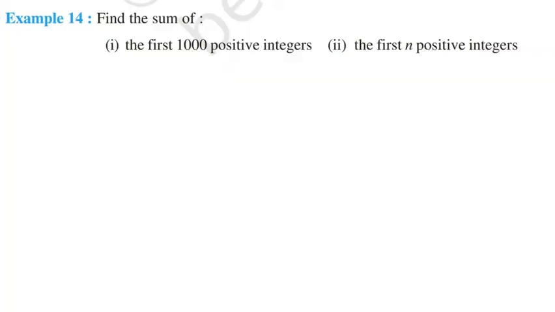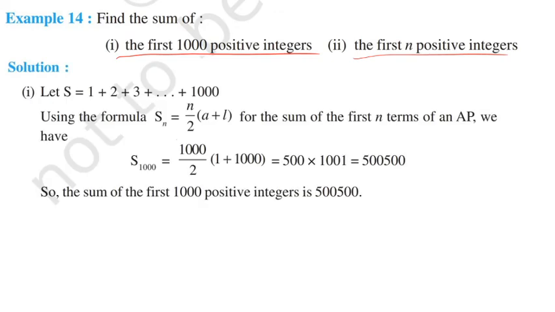Now coming to another example, find out the sum of the first 1000 positive integers. And the next question is to find the sum of the first n positive numbers. Very simple questions. The first 1000 positive integers is nothing but 1 plus 2 plus 3 and so on up to 1000.